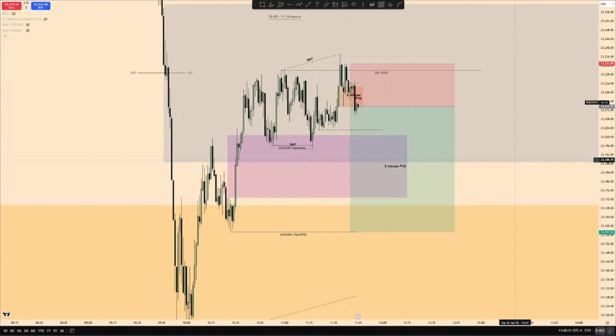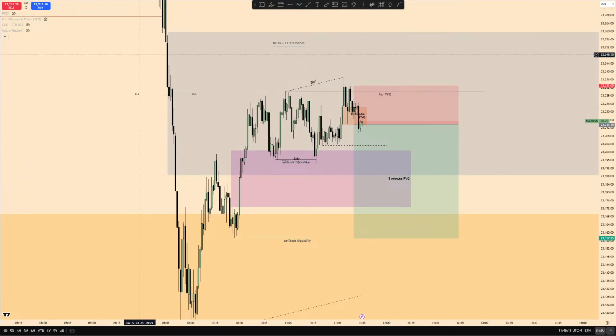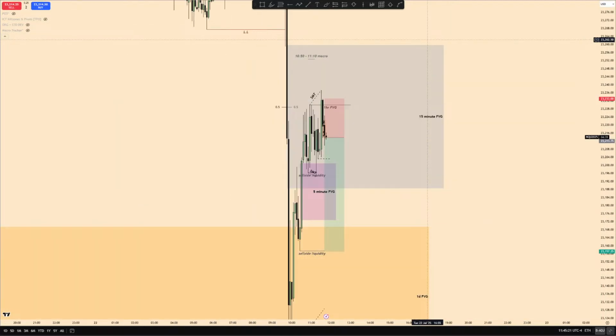So it's just me in on this. Graydon's not in on this. This would be my only trade of the day too.